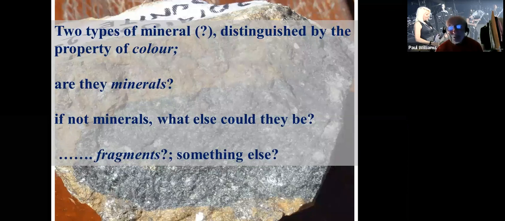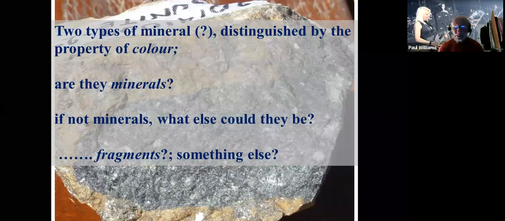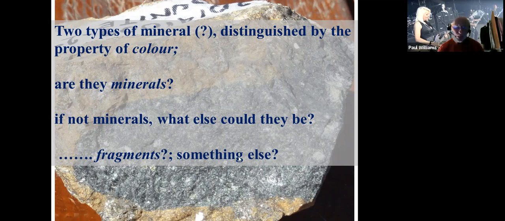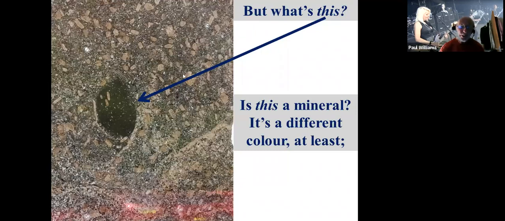Now, I've said there we've got 2 types of mineral with a question mark. But what we've been able to do is separate out 2 different things in this rock specimen on the basis of colour. Right, the big question is, and that's why I've got the question mark there, are they minerals? Well, if they're not minerals, what else might they be? Well, they could be fragments, for example, or maybe there's something else. There we go. What's this lump here?